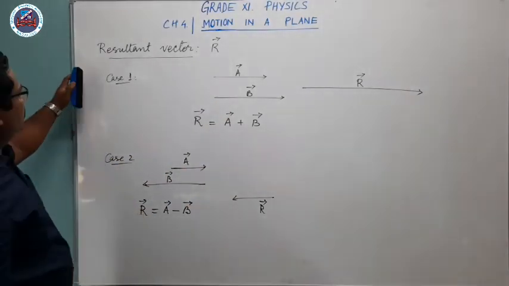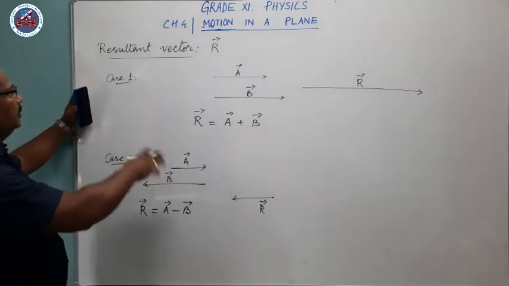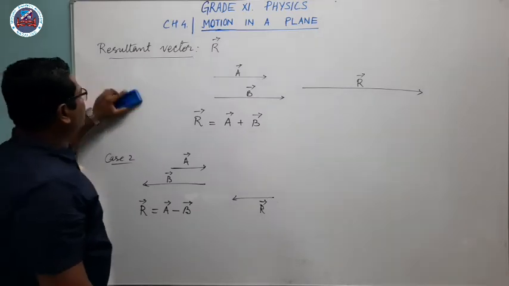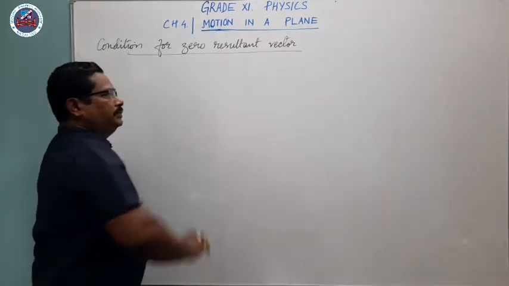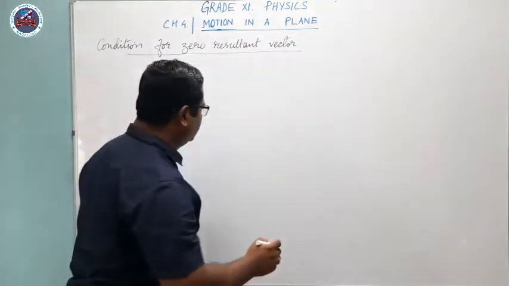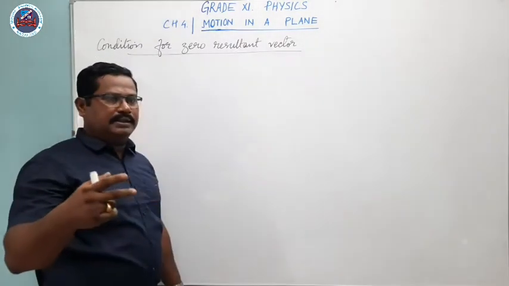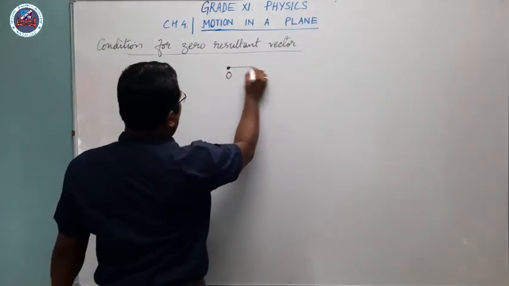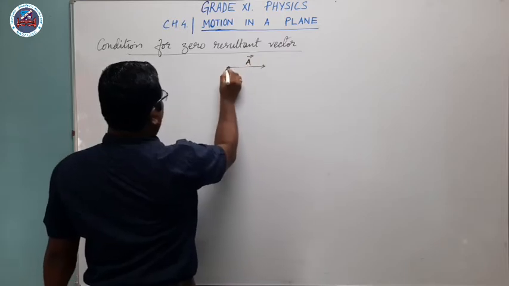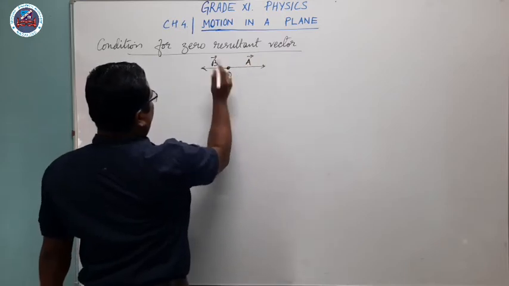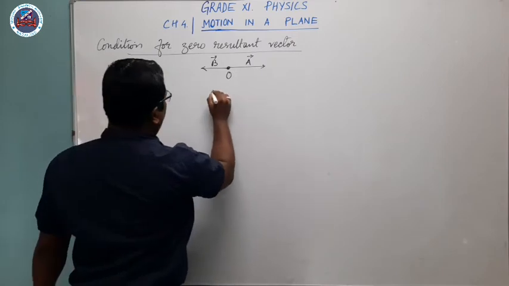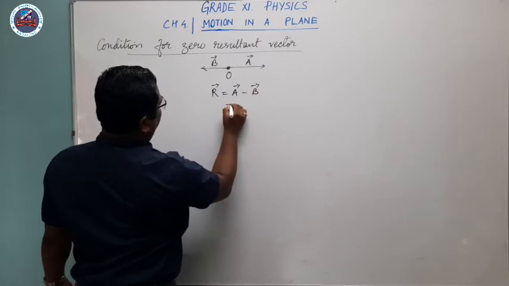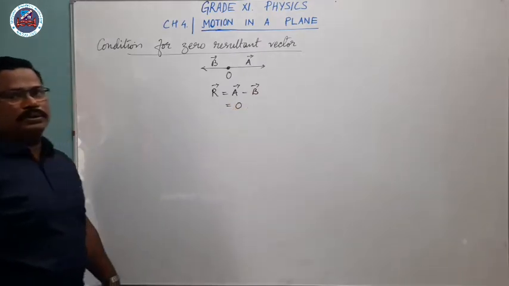So this is about the two ways you do while finding out the resultant vector. Then the condition to get zero resultant vector, let us see. With two vectors you can get zero resultant vector. Suppose this is point O, vector A is acting this side and vector B is acting this side with the same magnitude. Then we know that the resultant will be A minus B, and it will come out to be 0. This is the first case.